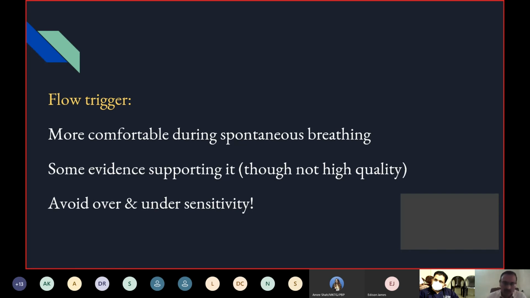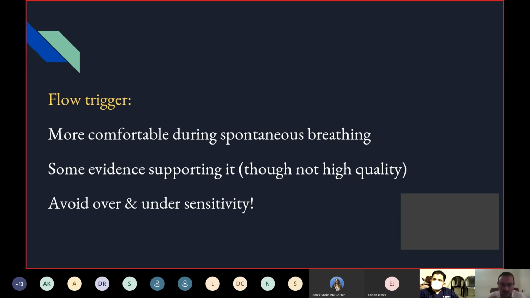So the next thing is, why not 0? The problem with 0 is if you touch the ventilator tubing, that will generate a slight change in flow, and then the machine will give a breath. So it shouldn't be oversensitive, and it shouldn't be undersensitive. So 2 is roughly thought of as an okay value.